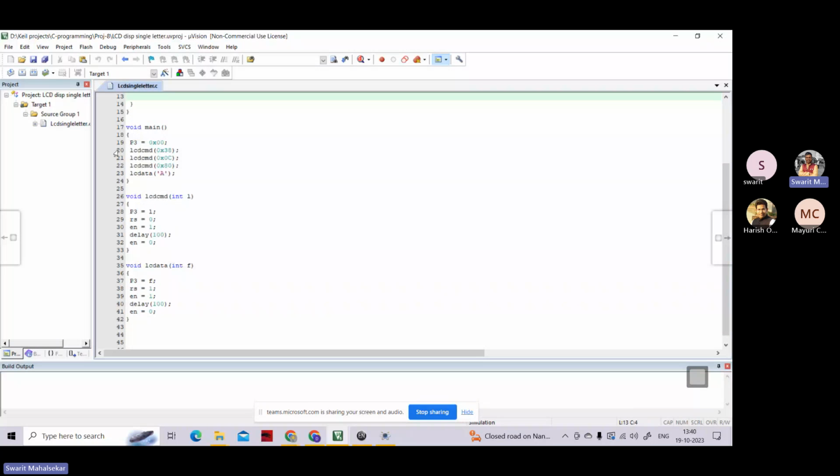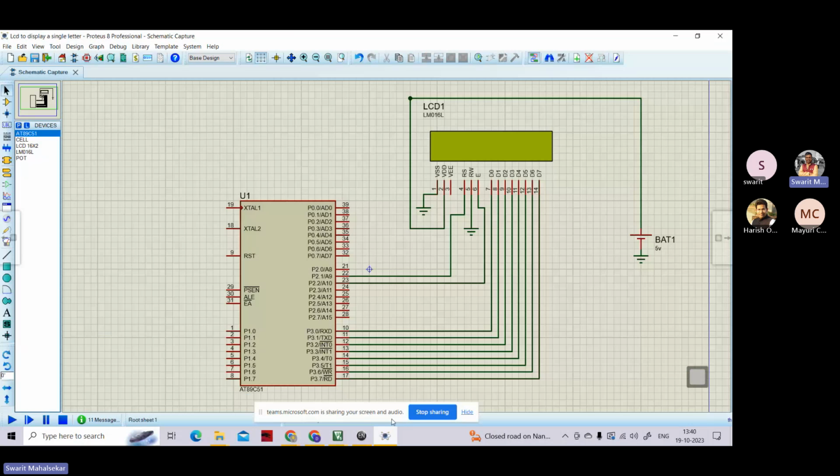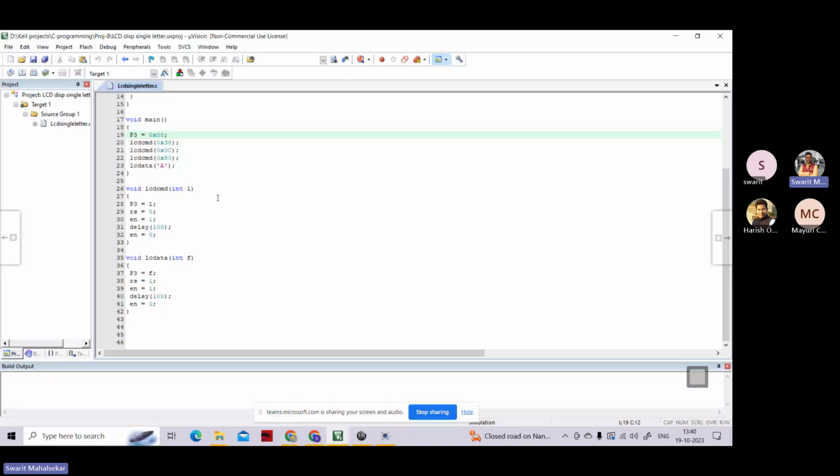Now from here our program starts, and as I had mentioned, if you want to declare a certain port as the output port, you need to assign the value 0x00, which will ensure that whatever system we have connected at that port will act as the output port. You can clearly see that port 3 is my output port because I had connected the LCD over here. Now, you see the LCD command 0x38.